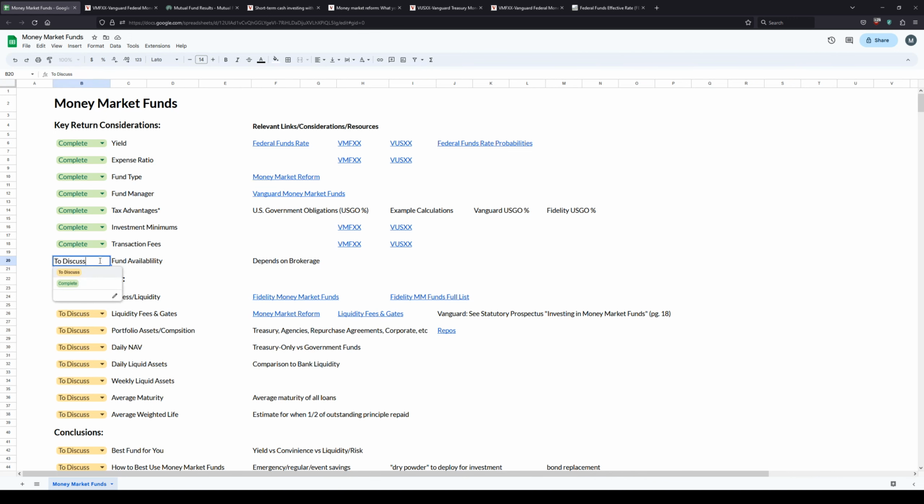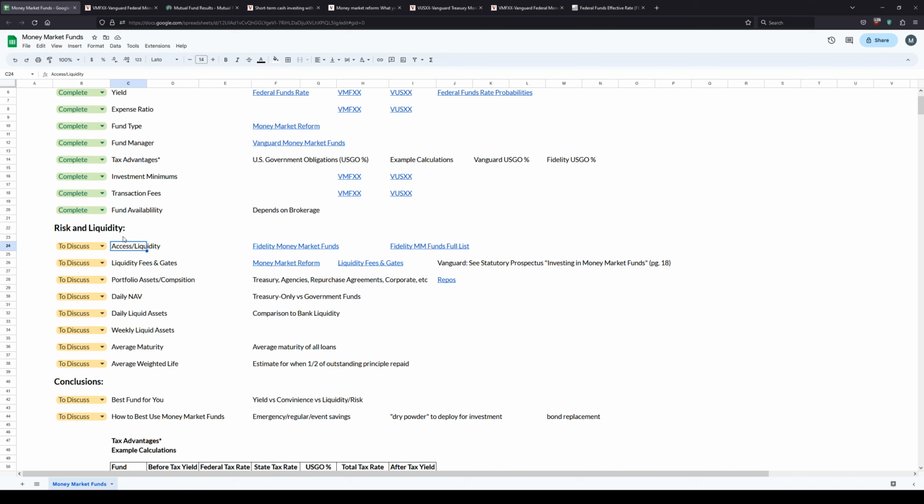So just something to keep in mind. So now we can talk a little bit about risk and liquidity. Access and liquidity are very important concepts for money market funds because you are effectively investing in a cash-like investment. So you want to have that cash-like liquidity for your assets in your fund.